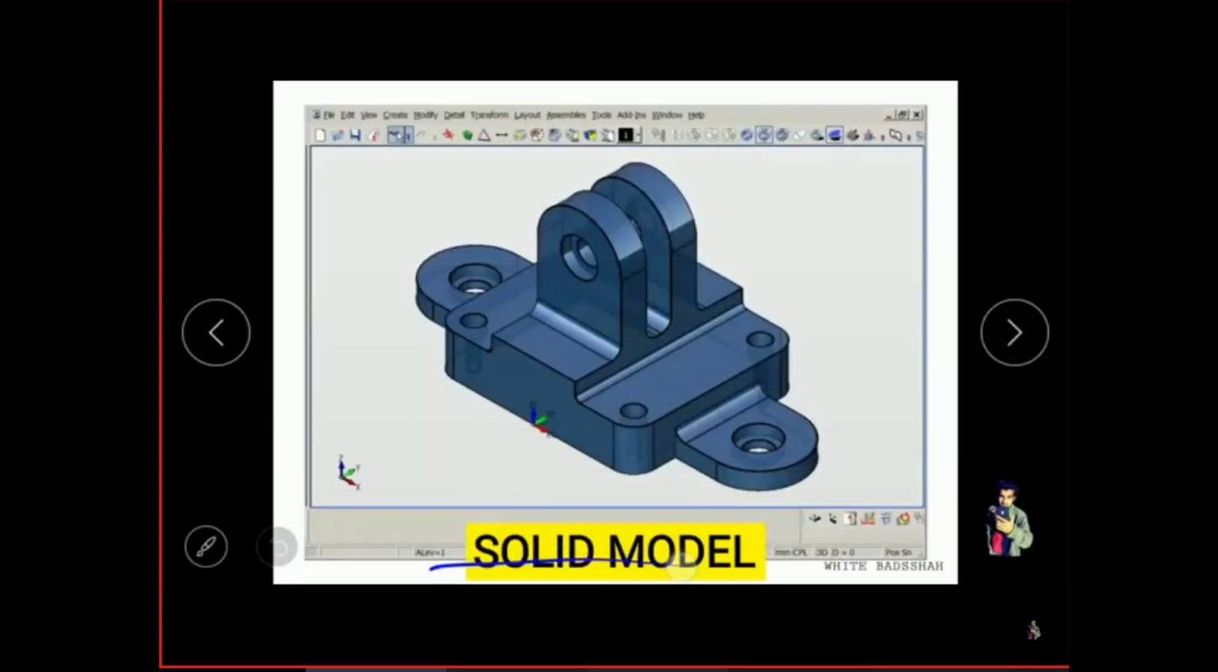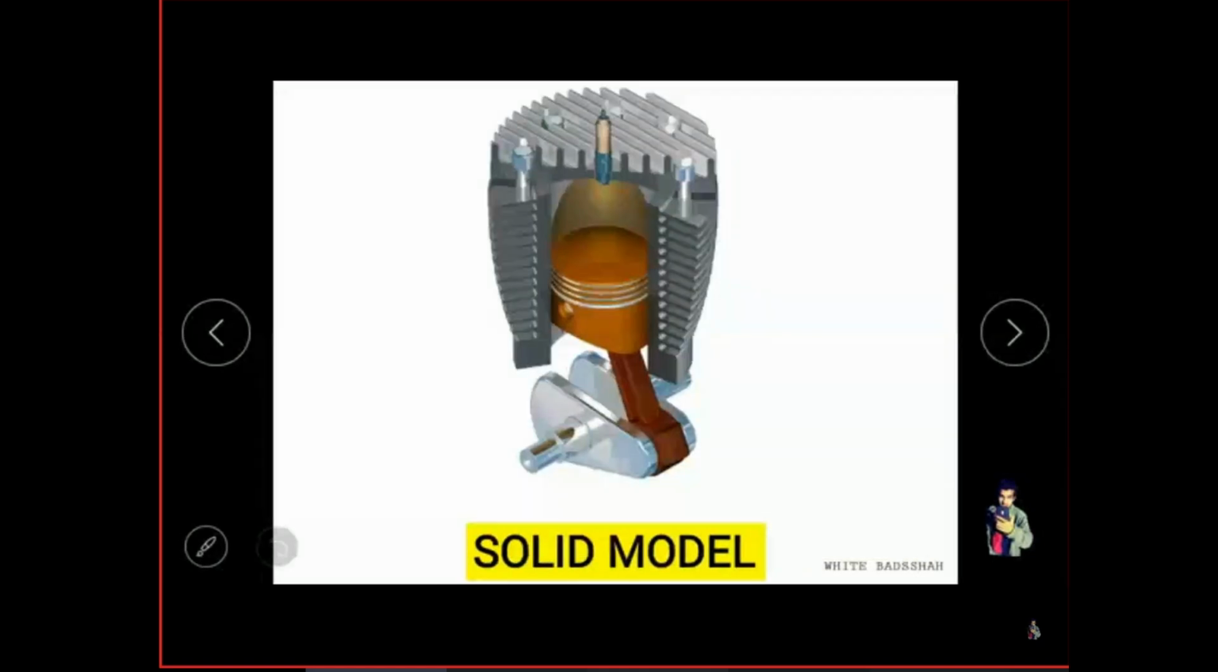Now here is a solid model example. In a solid model, we can easily visualize something like an actual model or actual object. Like here is a piston cylinder assembly. We can see it displayed like an actual part or object, and we can easily use this object for our engineering applications, for experimental work.